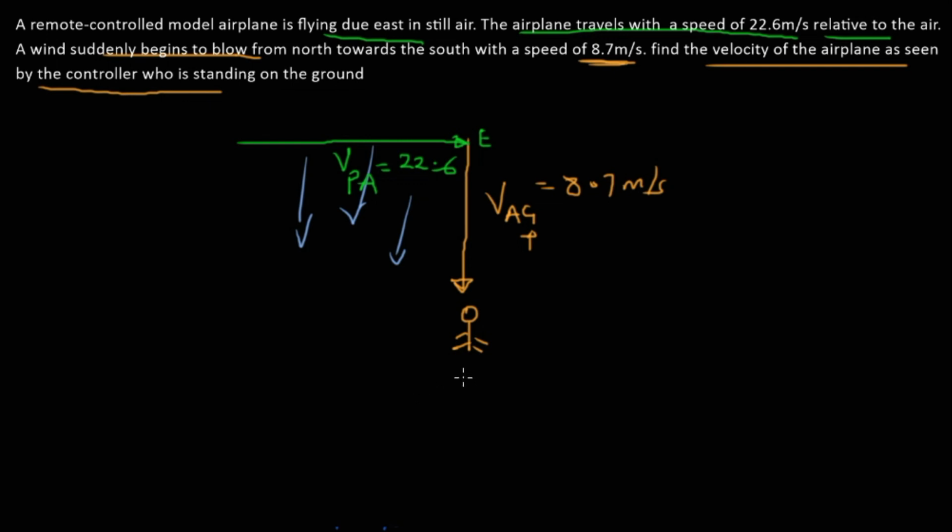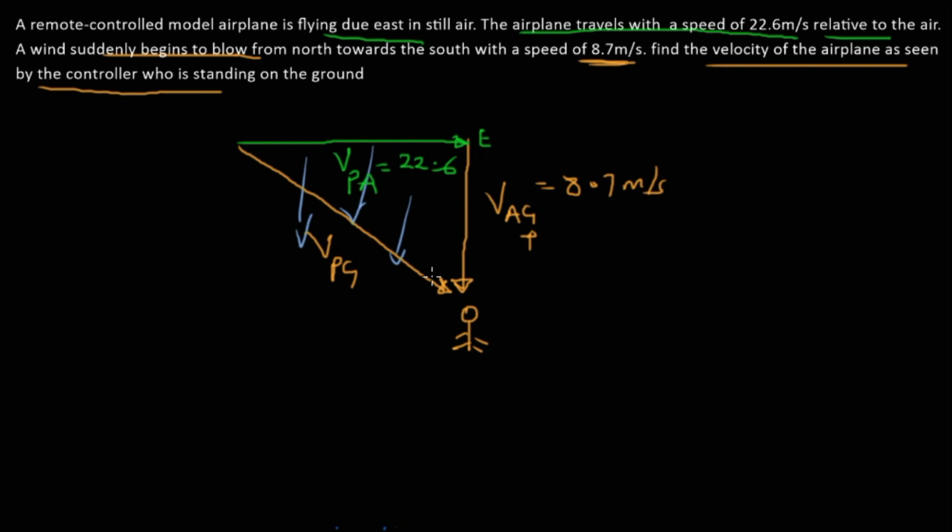Now if you were the one standing here, and there is an airplane flying towards the east, a wind is probably affecting it in this manner. That means the controller will see it in this direction. The wind will affect it, and as a result the controller will see it in this manner. So this is the velocity of the plane relative to the ground, that is towards the observer, towards the controller.